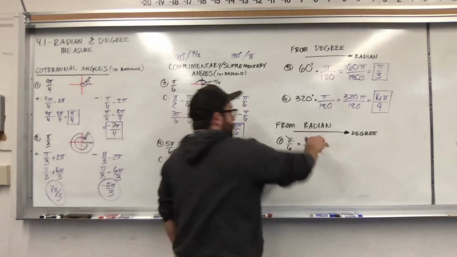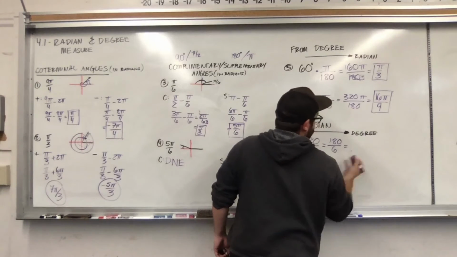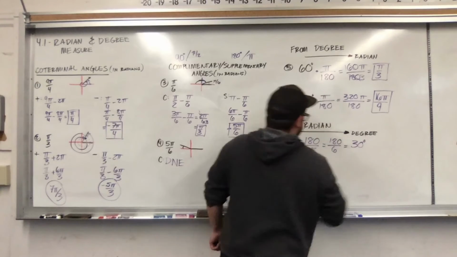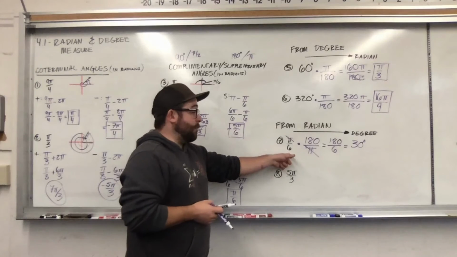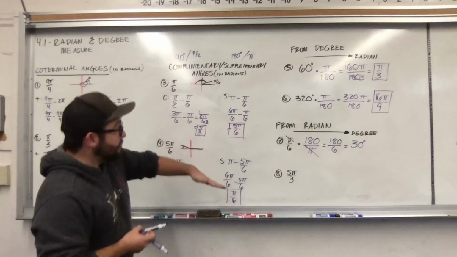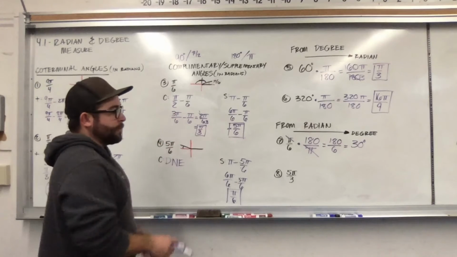Well, when we finish multiplying this across, we get 180 divided by 6, which is just 30 degrees. Which again, we saw from those key examples, that pi over 6, that half circle up top cut into 6 little chunks was 30 degrees.